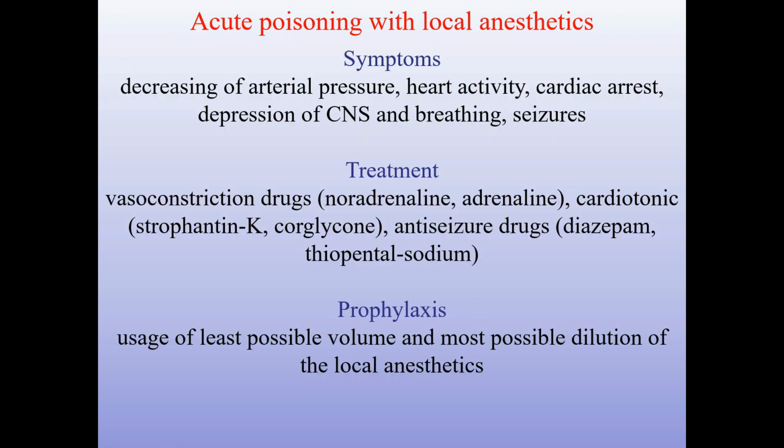And the last part about local anesthetics, acute poisoning with local anesthetics. What are the symptoms? Decreasing of arterial pressure, heart activity, cardiac arrest, depression of CNS and breathing, seizures. What is the treatment? Vasoconstriction drugs, for example, noradrenaline or adrenaline, cardiotonic drugs, strophanthin K, corglycone, anti-seizure drugs, diazepam, thiopental sodium. Prophylaxis. Usage of least possible volume and most possible dilution of the local anesthetics.